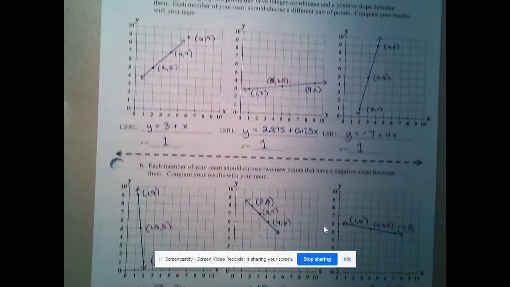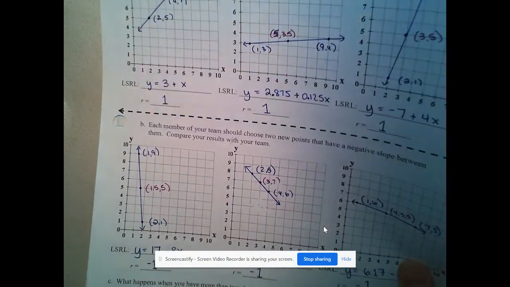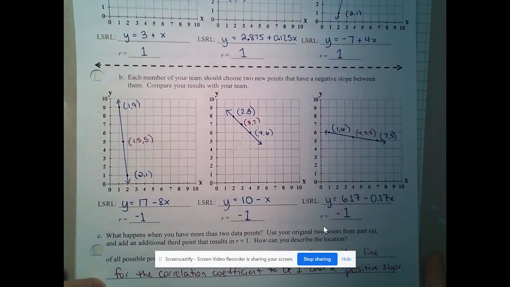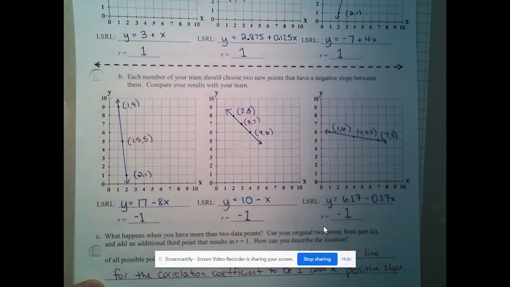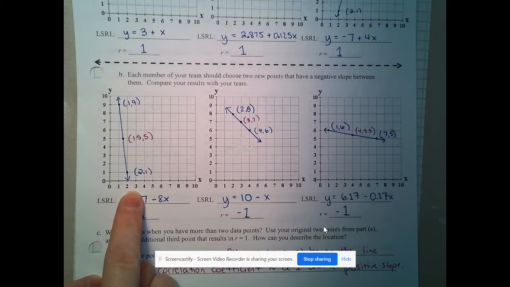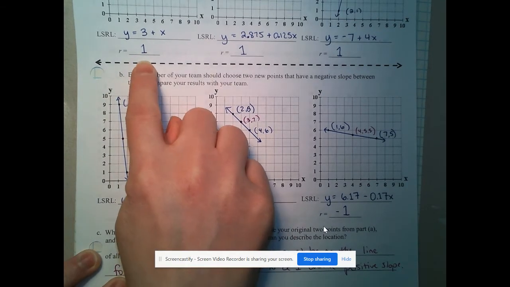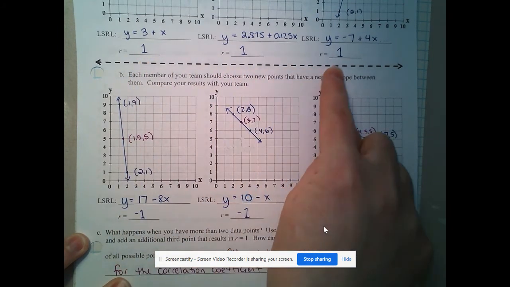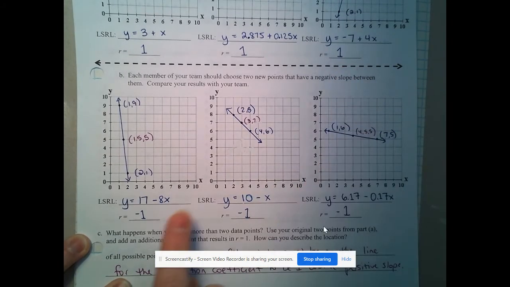Now, the ones that are below that, first, we picked 2 coordinates that had a negative slope between them. And then we picked a third point that also fell on the line. So if all 3 points line up perfectly, they are a perfect linear relationship, you will notice that the R value is a perfect -1. So -1 is also perfect. It just is a negative slope perfect. So if your R is +1, that means it is a perfect linear relationship that is a positive slope. And if it is an R value of -1, that is a perfect linear relationship with a negative slope.